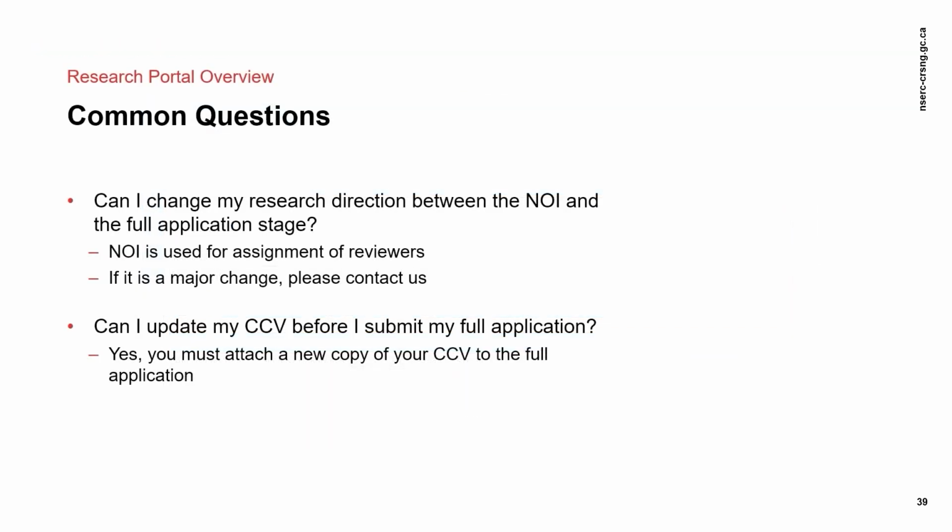Here are a few common questions about the research portal. First, can I change my research direction between the NOI and full application stage? Applicants can change the title of their research as long as the proposed research outlined in the NOI is still relevant with respect to the external reviewer suggestions and EG member assignments. If the research direction is drastically changing, you need to inform NSERC as this may impact the members reviewing your application.